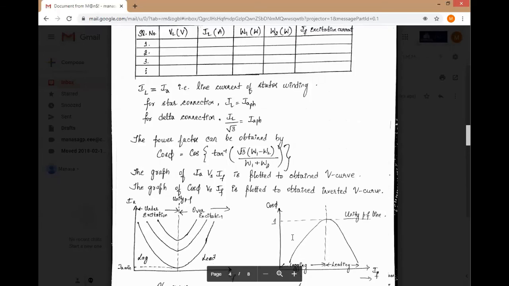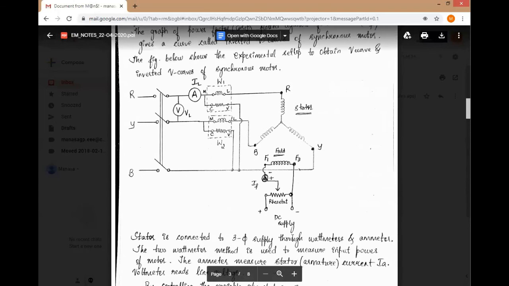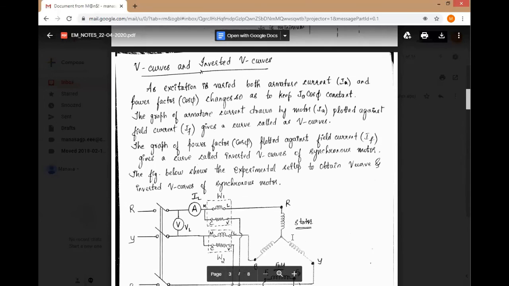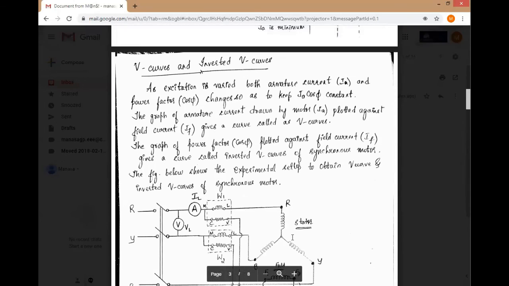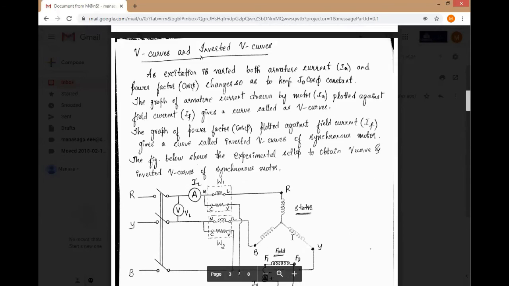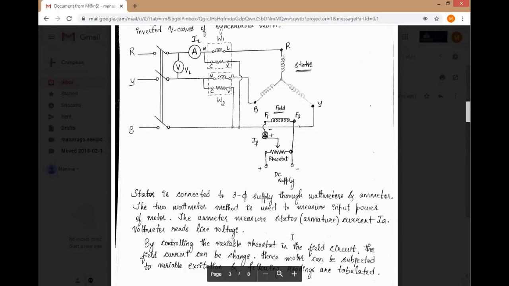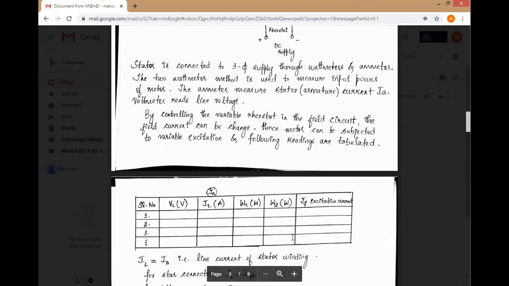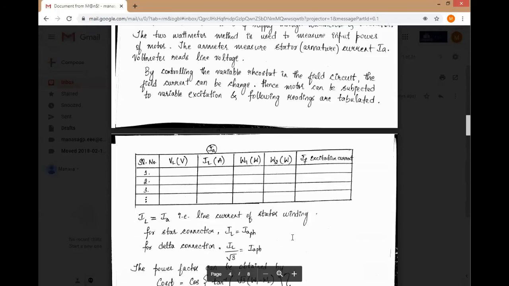This is also important. The same thing you have in your lab as well. So in theory, when it is asked, if you write the same content that is there in the lab manual, it holds good. But what you have to give here is what the V curve is, what the inverted V curve is, and what the experimental setup is. You have to draw the circuit diagram, and write what readings you note down and what you will be tabulating.